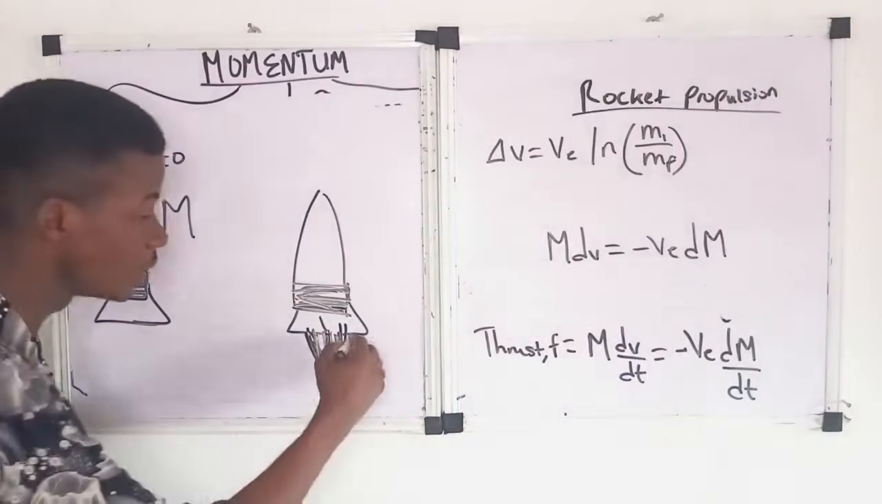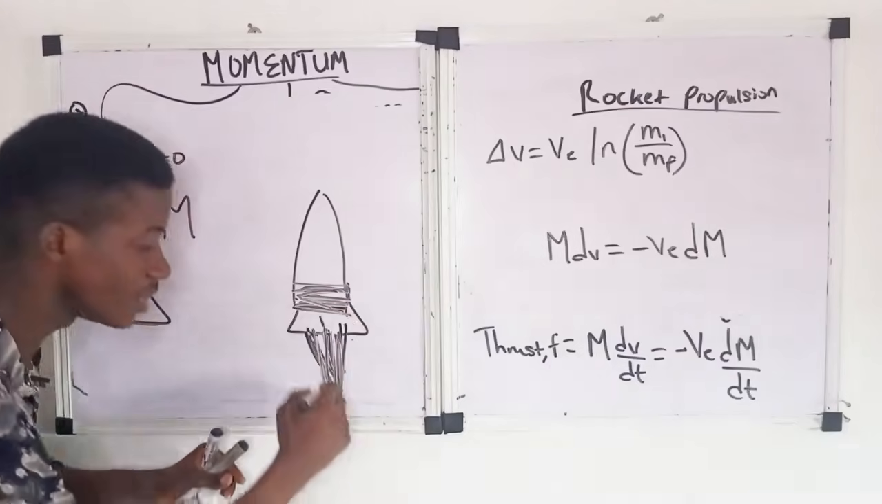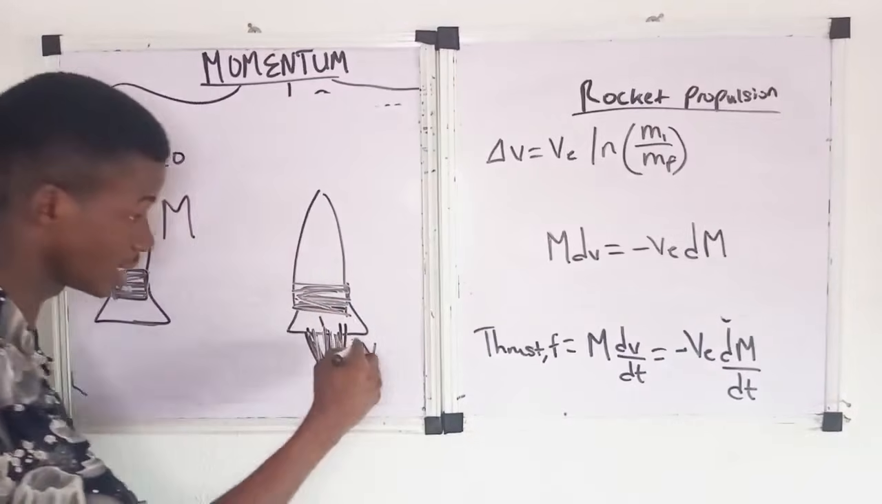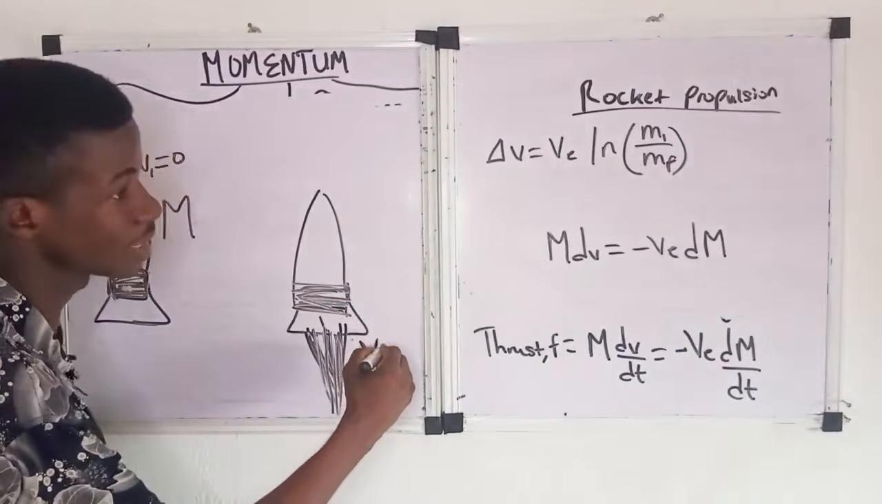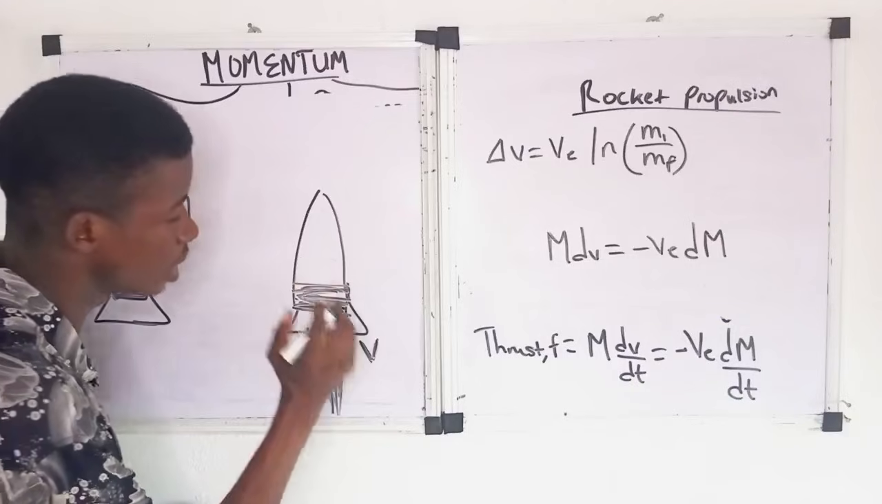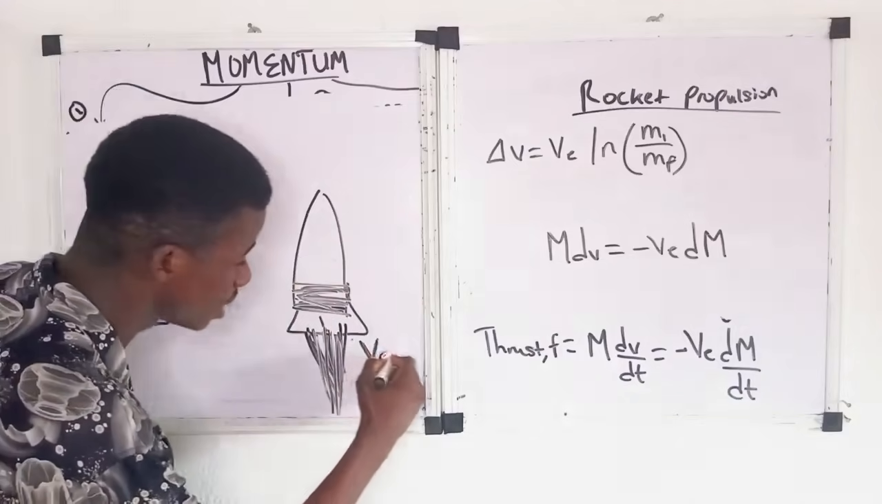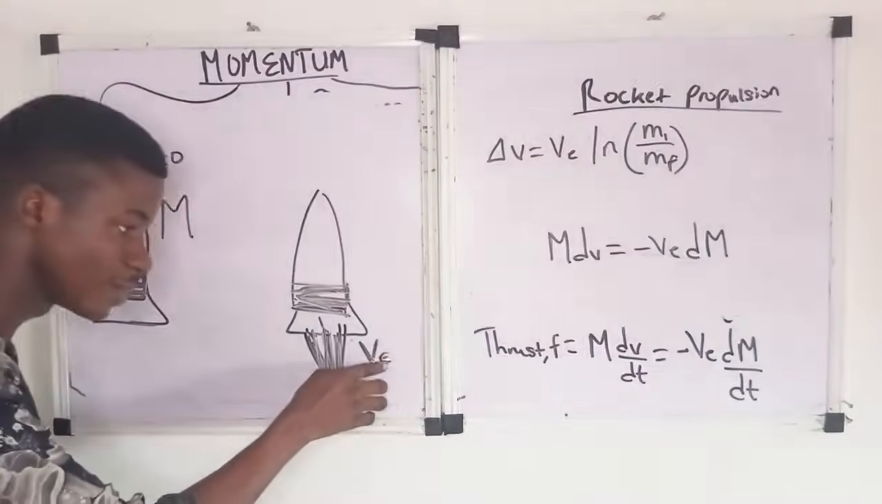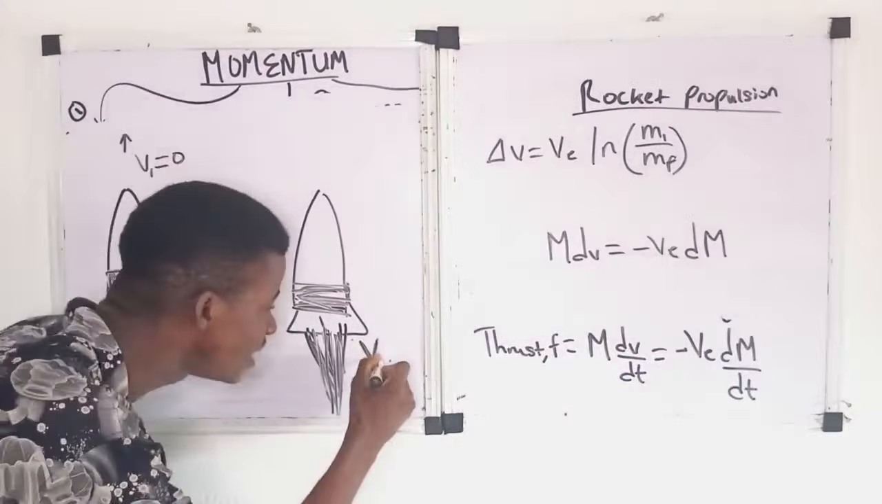This is the exhaust, right? The fuel will be burning with a velocity with respect to the rocket. This velocity is known as the exhaust velocity, which is V subscript E.